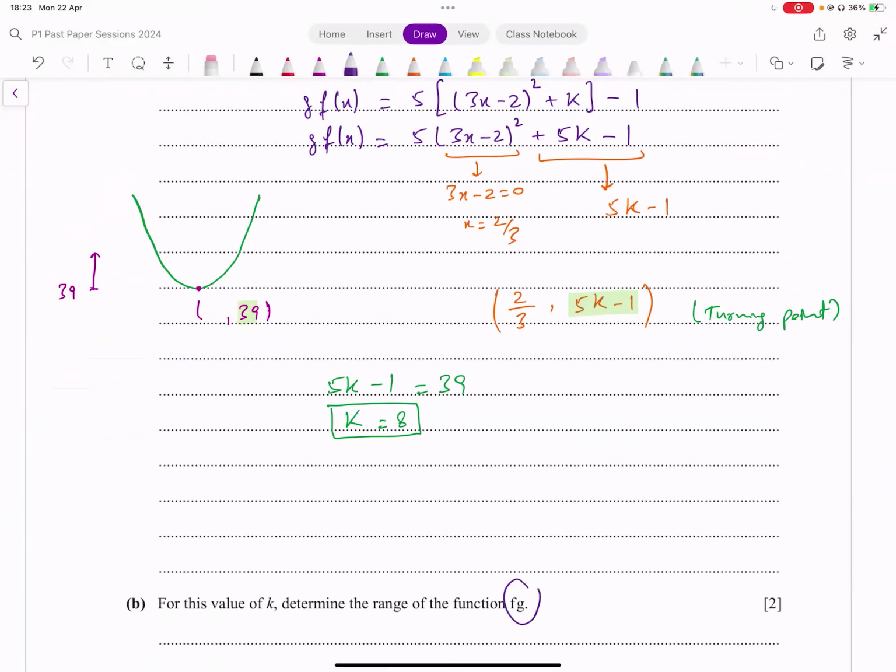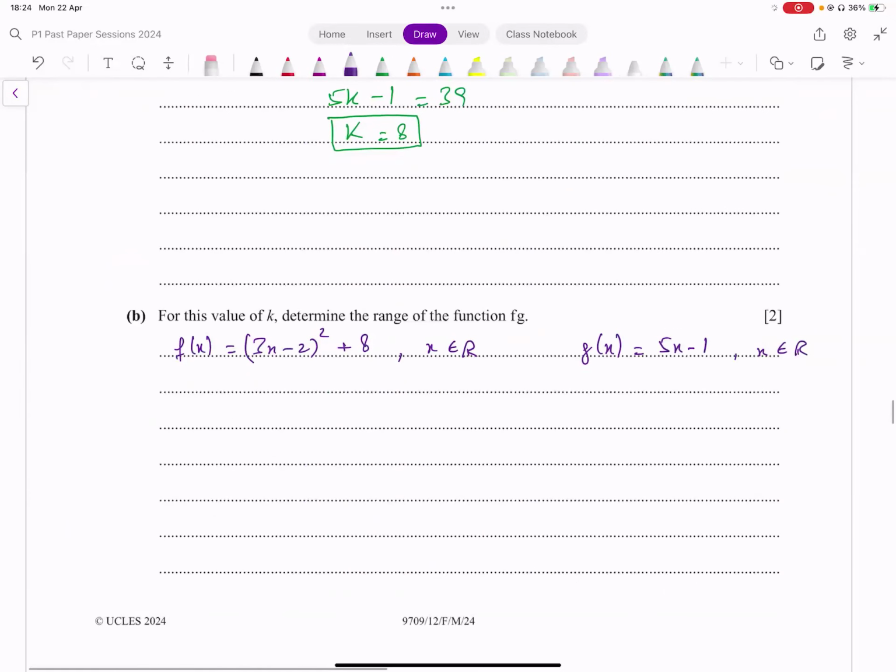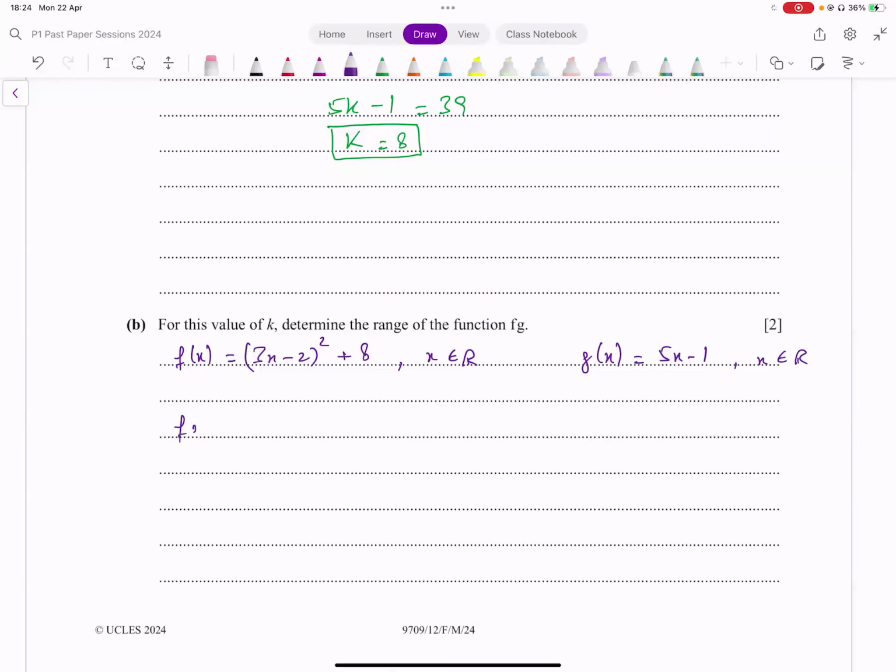f of x is equal to 3x minus 2 whole squared plus k. In place of k, we can input 8 here. That's f of x. And g of x is 5x minus 1. Both of these functions are valid for all real values of x. Okay. Now let's find the function fg first of all. fg of x. What is that going to be? f of g of x. Inside f, you input the function g, and that gives you f of 5x minus 1.